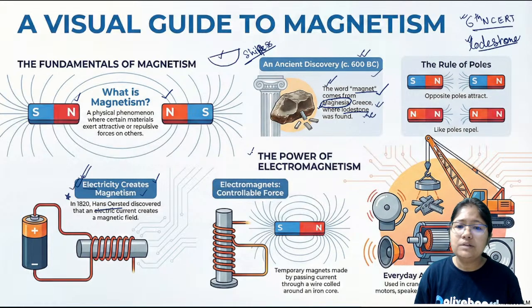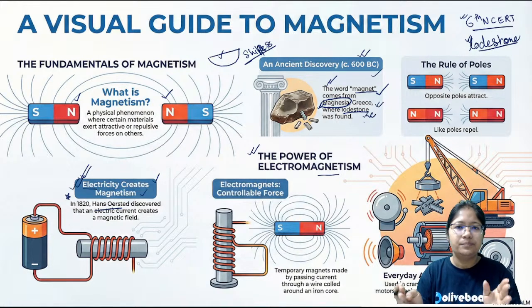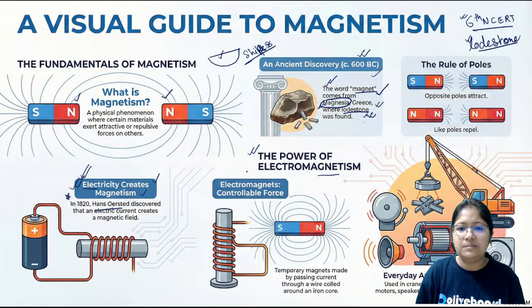Now, coming to the power of electromagnetism, as you must have seen by now, if a wire is carrying electricity and you take a coin near that wire, it will show some kind of attraction to that wire, right? You must have already seen this. So what does it mean? It means that wherever there is electricity, that electricity has created magnetism.